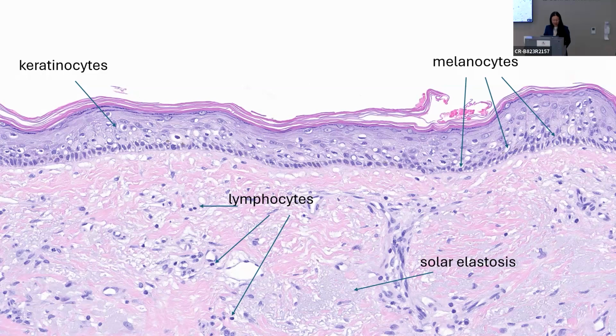Then we might also have lymphocytes. And here we can see this bluish material in the dermis. That's solar elastosis, and that's a mark of UV damage that's been occurring in the skin. We use that to score how much solar damage has been occurring.